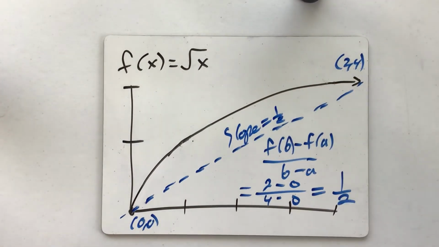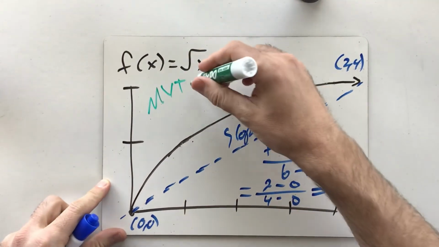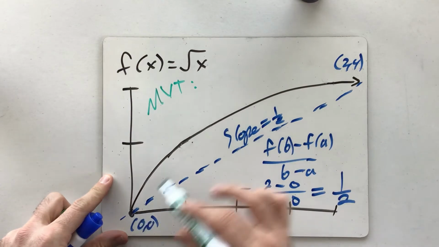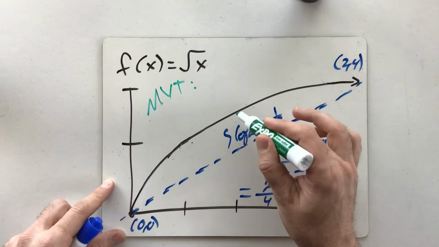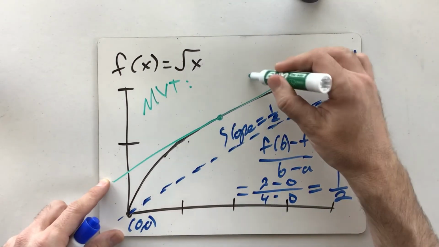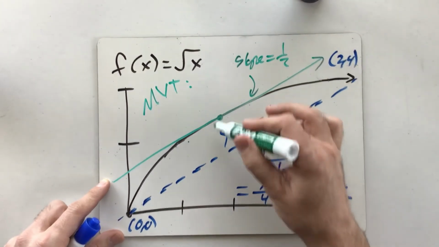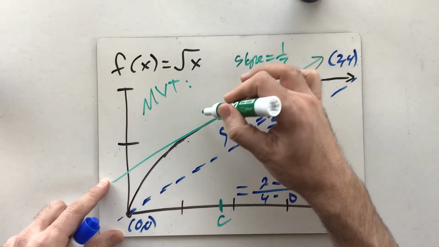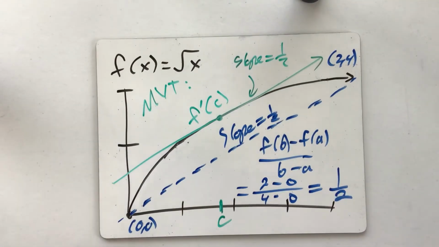Well, what the mean value theorem says is this. There must be some point in between 0 and 4. We don't know which point it is, but there must be some point in the middle here that also has a slope equal to 1/2. And that point we're going to call c, and then the slope of that line is going to be f prime of c. So all the mean value theorem says is that there must be a point somewhere that has that slope on it.